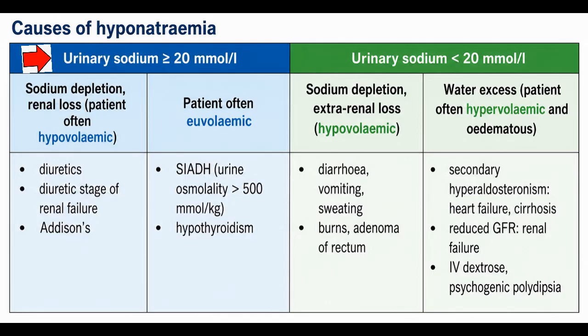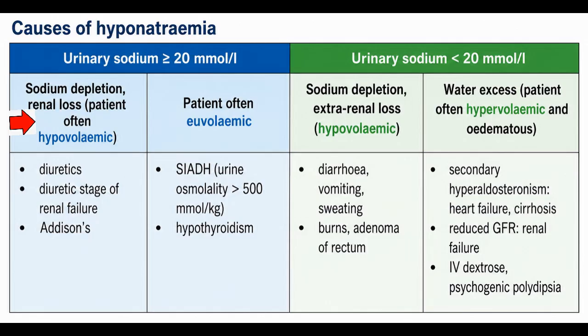1. Urinary sodium more than 20 mmol per liter. This means the kidneys are losing sodium into the urine, despite the patient being hyponatremic. In other words, the kidneys are either the cause of sodium loss or are unable to conserve sodium properly. There are two situations. A. Sodium depletion, renal sodium loss.